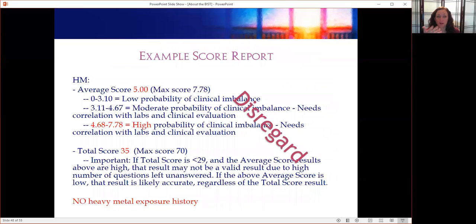So for example, here's an average heavy metal score report. The average is high. It's a 5.0. The total score is above the cutoff. However, they have no heavy metal exposure history, so you will completely disregard this portion of your score report.